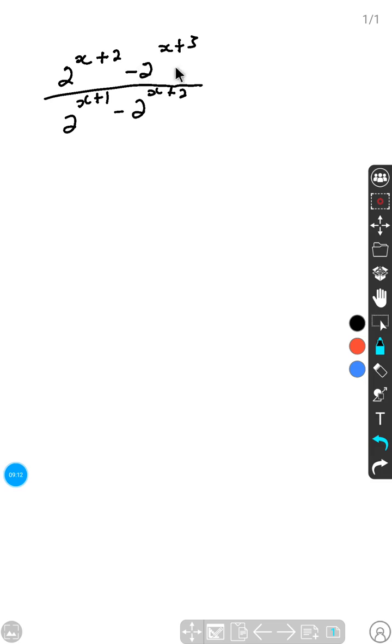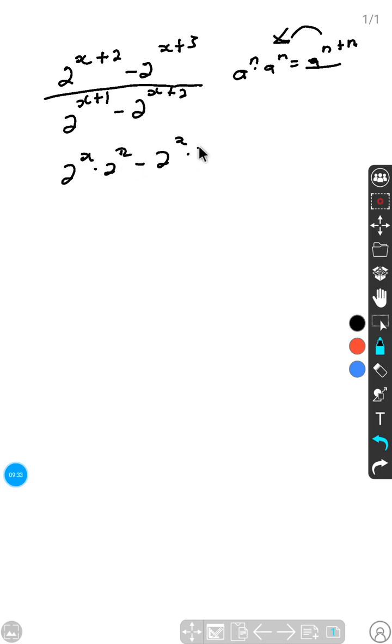We're going to factorize, but in order to factorize, we are changing this. Okay, remember from this law, there's a term here and plus m. So we have this, which is this. We are breaking it to this one. Let's break it: 2 to the x times 2 to the power of 2 minus 2 to the x times 2 to the power 3, all over 2 to the x times 2 to the power 1 minus 2 to the x times 2 to the power 2. So what is common? This is common. So we factorize it, take it out.